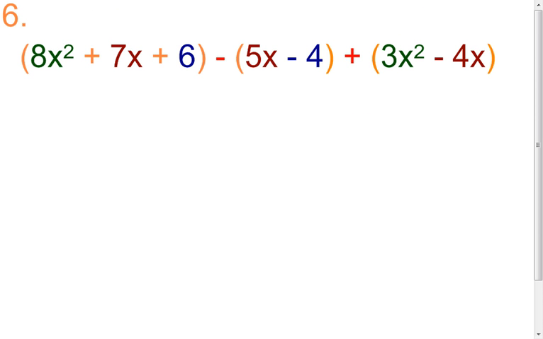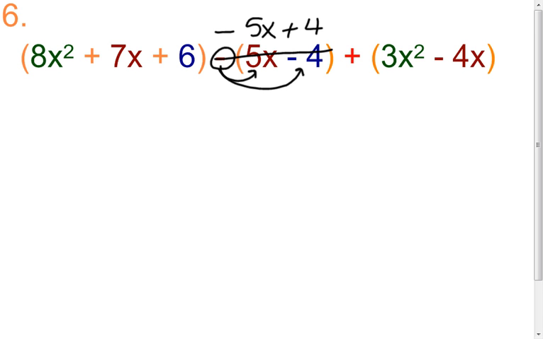All right, here we go. This is the only one that has a minus in between it. So I need to switch this right here to negative 5x. So negative times 5x is negative 5x. Negative 1 times negative 4 is positive 4. So I need to switch that. Okay, that's what I'm going to do.